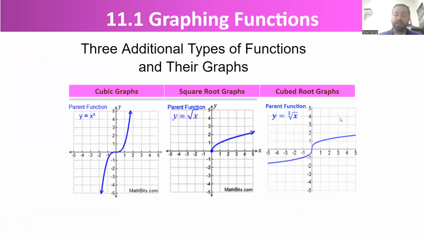There are 3 additional types of functions. We won't use these as much, but you should know what they kind of look like. This is a cubic function, so x to the 3rd power. You can see it kind of goes up, flattens out for a little bit, and then goes up again. Square root functions have a starting point and then grow and kind of plateau. And cube root functions have that shape right there.